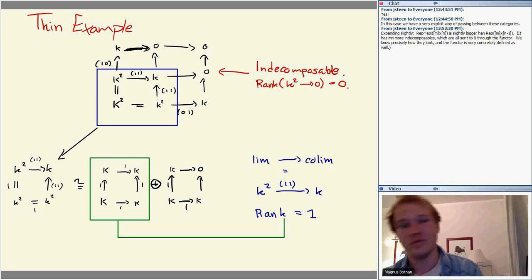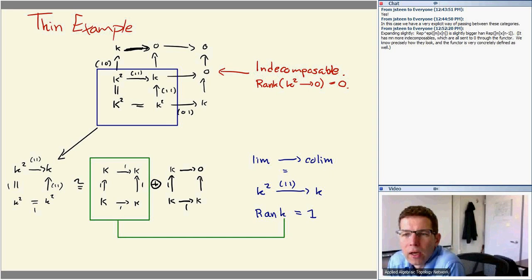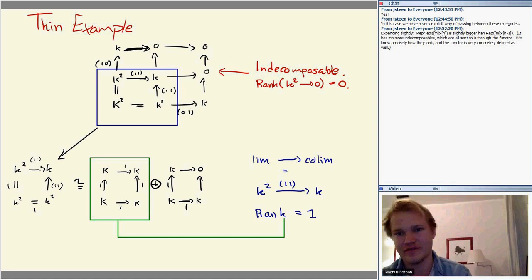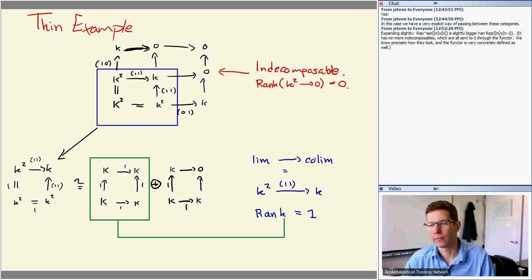Right. But each thin indecomposable has some support, and if you restrict to that support, then using this rank function, the rank of that support from the limits would give you the number of copies of that indecomposable in your decomposition. At least that number. You could get more stuff coming from things that restrict in a funky way to the domain you're considering. Yeah, but if you did this for all possible pieces, you could. Maybe. Okay, thank you.